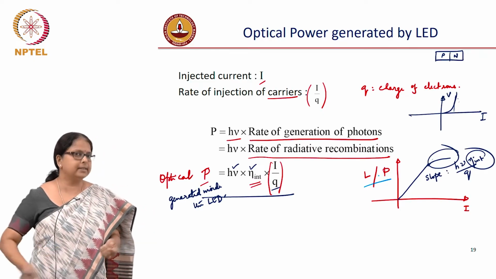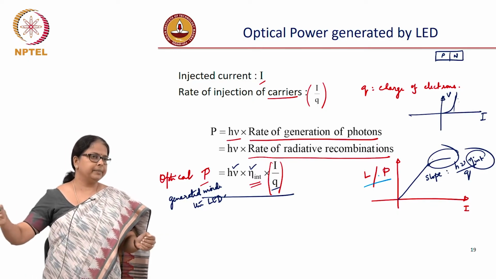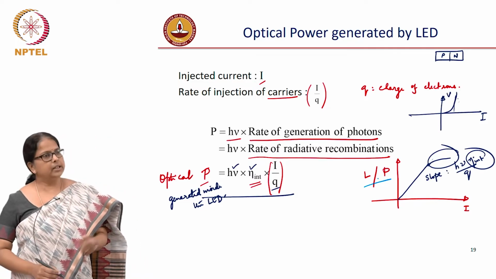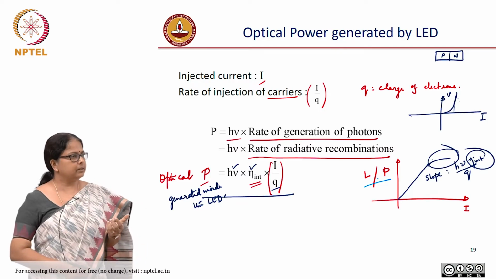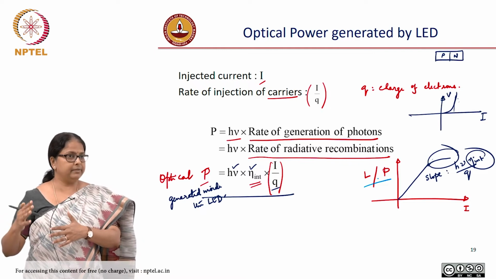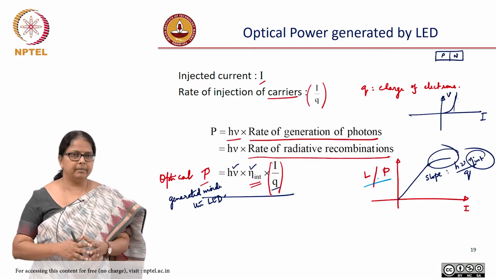The conclusive way is the LI characteristics. You increase the current through the device and measure the optical power. If it's a straight line passing through the origin, then it is a device that is undergoing spontaneous emission. If you see a threshold characteristic, which I said we will do later, why a laser should have a threshold, it is a stimulated emission mechanism.